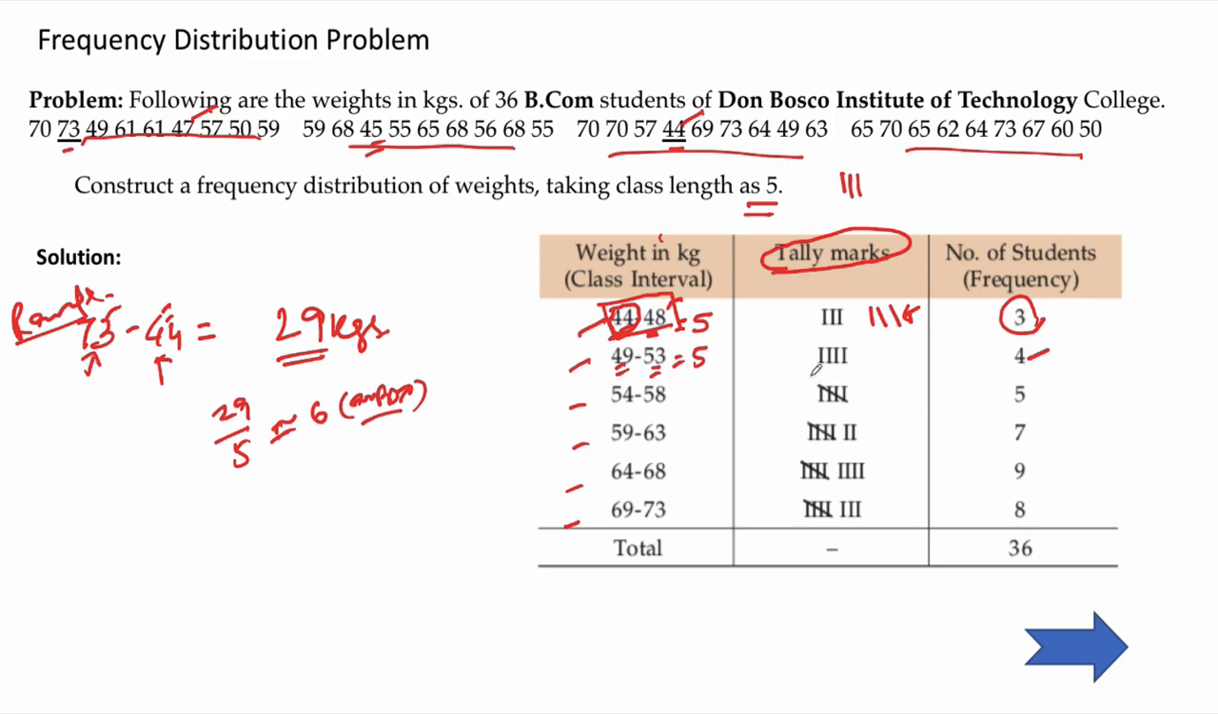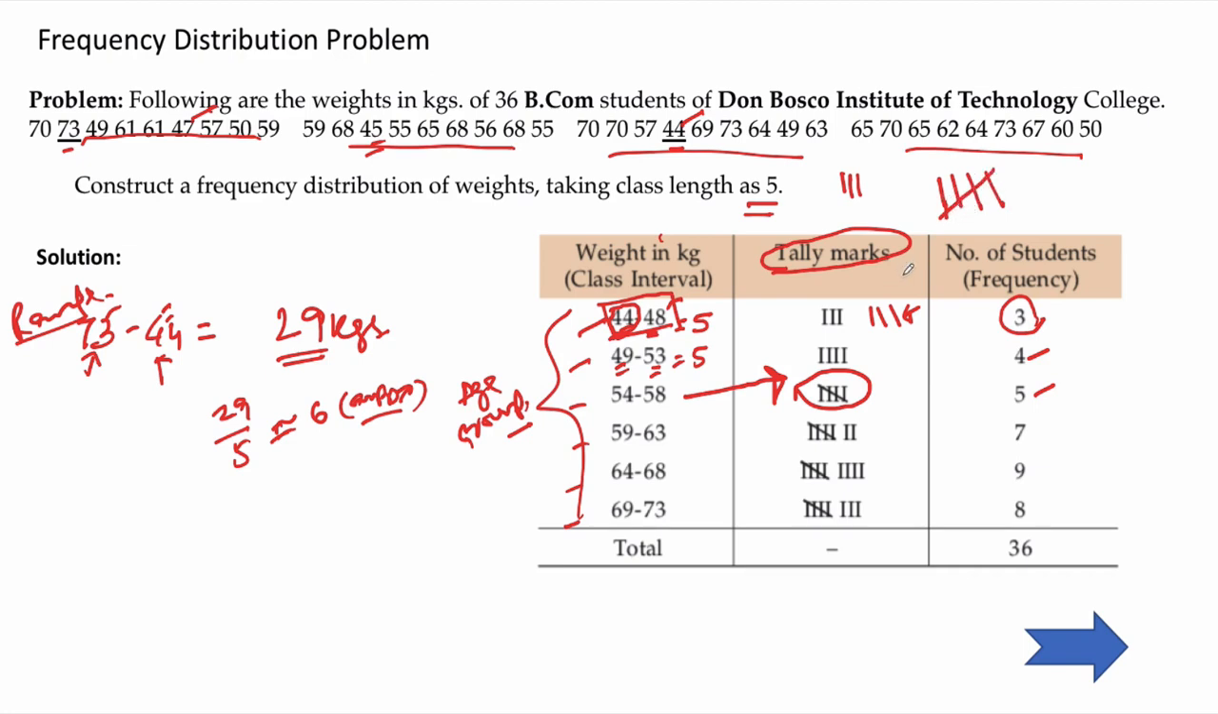Now this is important. Let me explain once more. Between 54 to 58, you'll get 5 different students falling under this category, this age group, right? In this case it is 5. So whenever it is 5 we do 1, 2, 3, 4, and then for the fifth one we use a horizontal line, or I'm sorry, a diagonal line, to cross all these 4 vertical lines to count it.